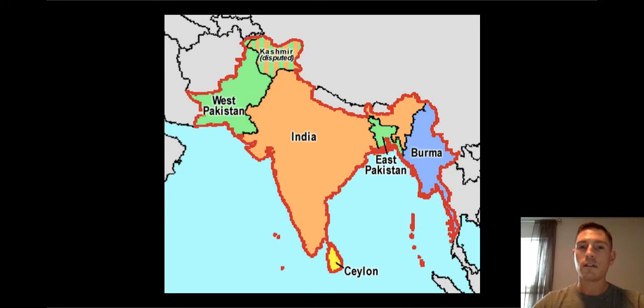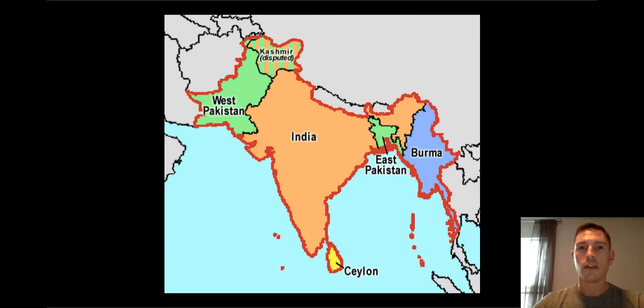So when independence happened in 1947, there were two separate countries. Wherever there was a Hindu majority, they drew that border and called it India. And wherever there was a Muslim majority, they drew that border and called it Pakistan. This happened in 1947 when India got its independence.